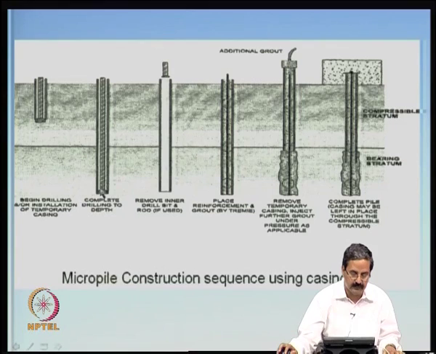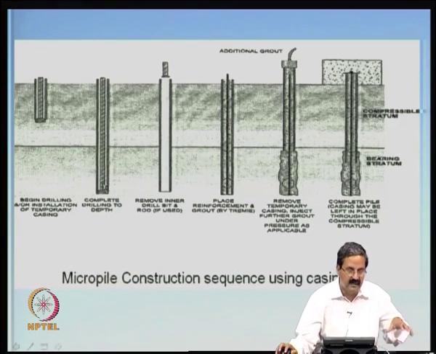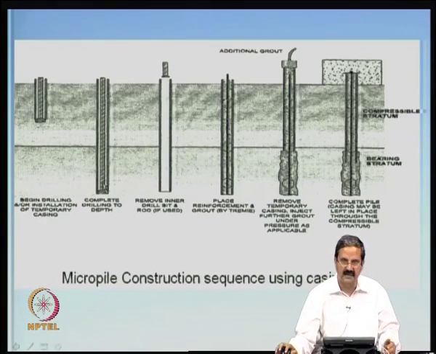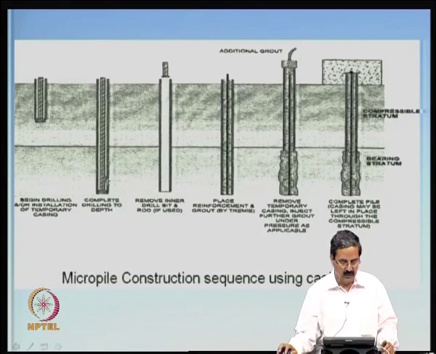So, remove the drill bit. We have seen a couple of techniques where we use a drill bit to go to a particular depth. So, what we do is remove that, then place the reinforcement and grout by tremie. So, you put some reinforcement rod and put grout. So, this becomes the micropile.